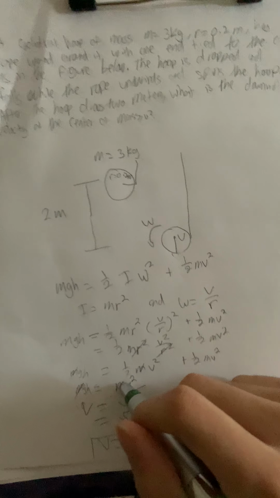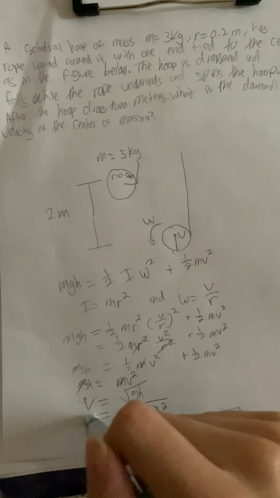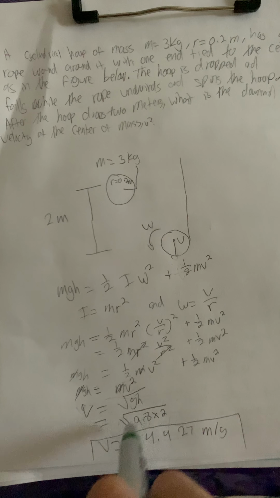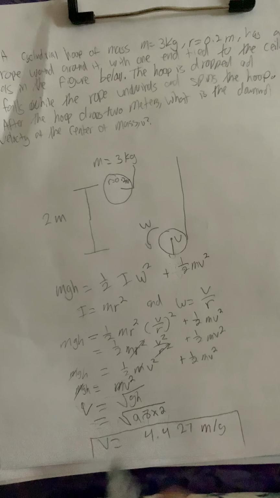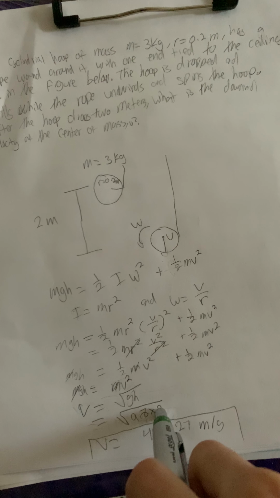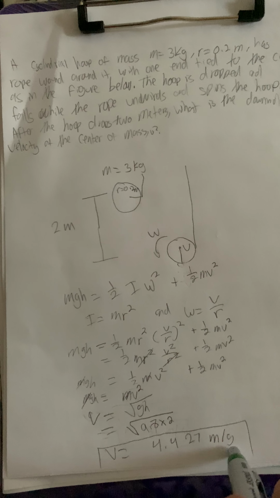And then again, all we're doing is solving for v, the downward velocity. So we just isolate v now. So we have v equals square root of gh. Plug in what gravity and the height is. So that'll just be square root of 9.8 times 2. And then that'll get us v equals 4.427 meters per second.